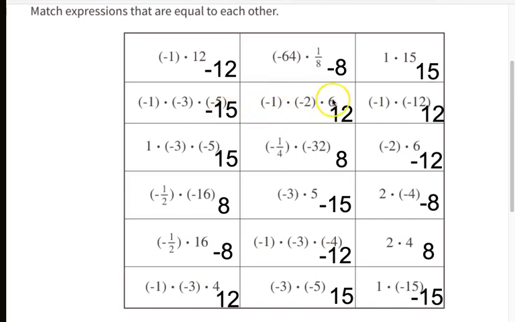Here I have 2 negatives and 1 positive. Well, I know 2 negatives make a positive, and positive times a positive is a positive. 2 times 6 is 12. So you could pause the video if you like, and then check your answers and see if you were able to match up. You should have 3 of each answer, like 3 negative 12s in the box, 3 negative 8s, 3 15s, 3 negative 15s, and so on.